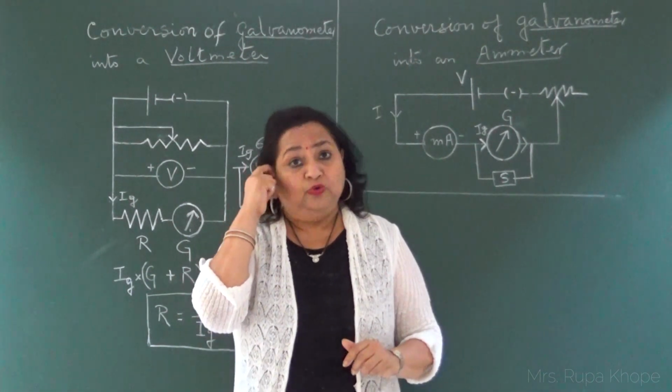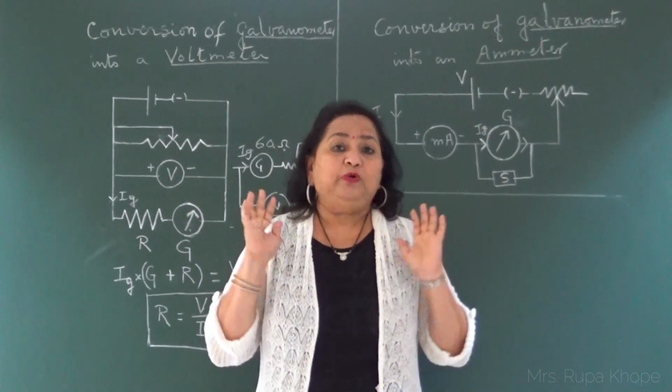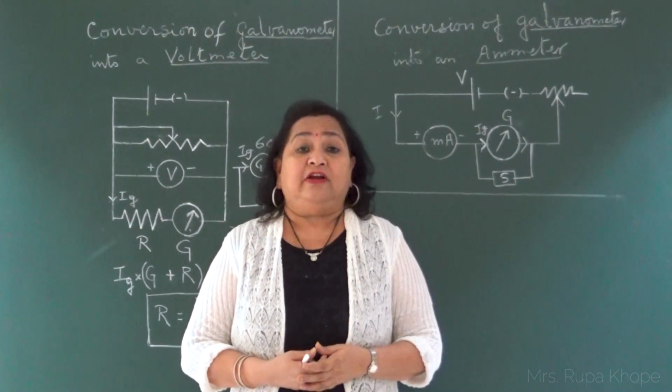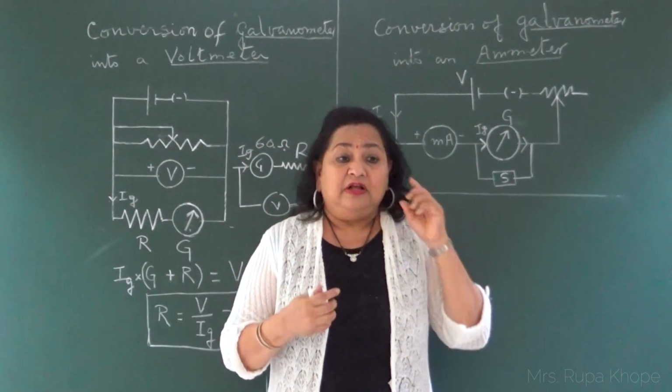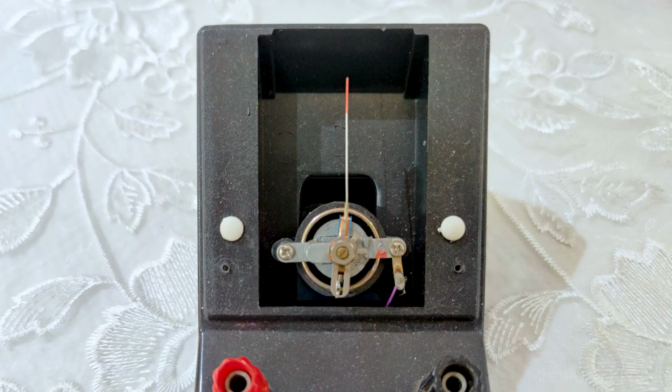Now for example, you know very well, galvanometer is used to detect the current. Only we want to know the current. And second part is, it can also show the direction of current. So this galvanometer, let's see the construction, how it looks like. So now, I'm showing you an opened up galvanometer.